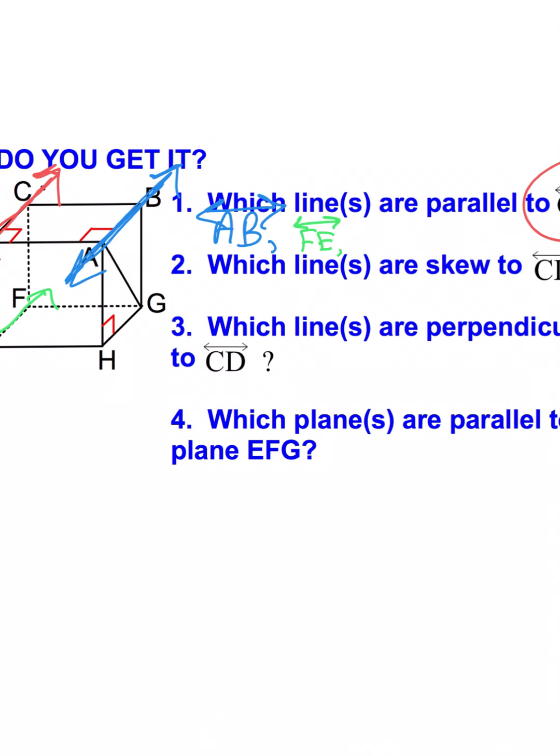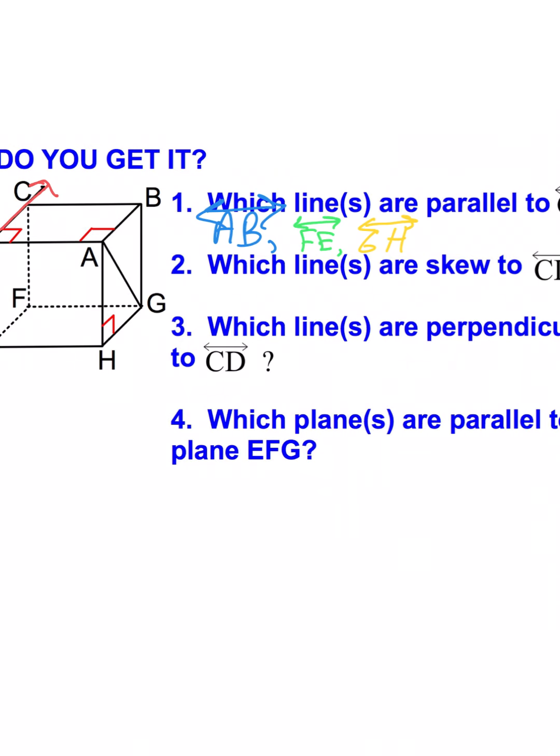And then I've got points G and H. They happen to all be parallel. So 3 lines here that are parallel to line CD. Okay, next question. Says which lines are skew to CD? So remember, these are lines that aren't going to touch line CD.